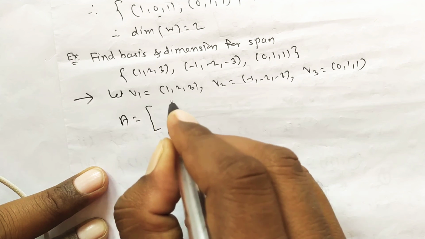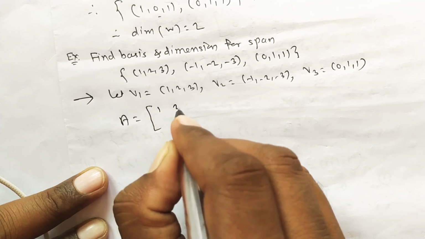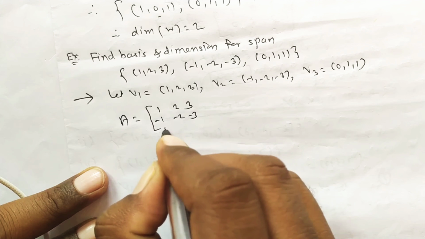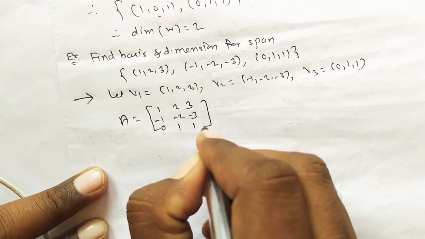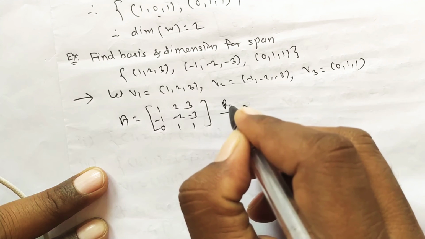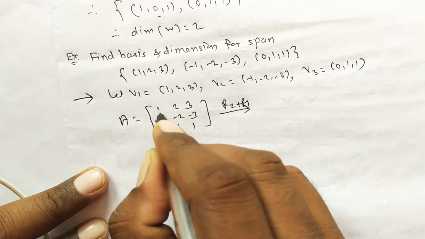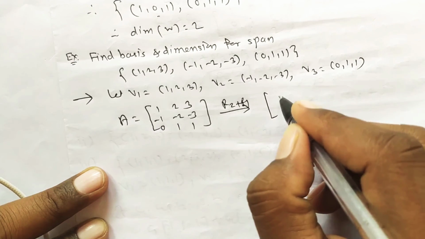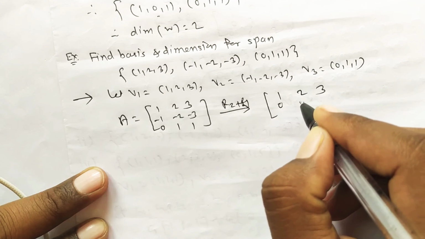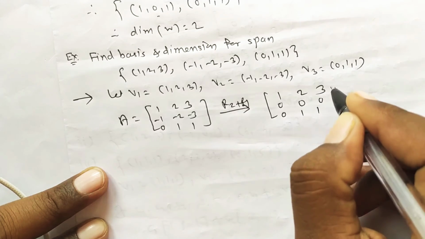So write the rows of the matrix: V1 is the first row, that is 1, 2, 3, then -1, -2, -3 and 0, 1, 1, and reduce this matrix to canonical form, because we have to find linearly independent vectors. So for that we have to use the R2 plus R1 operation. If we use R2 plus R1, then we will get 1, 2, 3, -1 plus 1 is 0, -2 plus 2 is 0, -3 plus 3 is 0, and the last row as it is, that is 0, 1, 1.